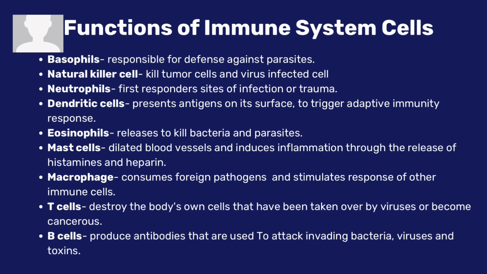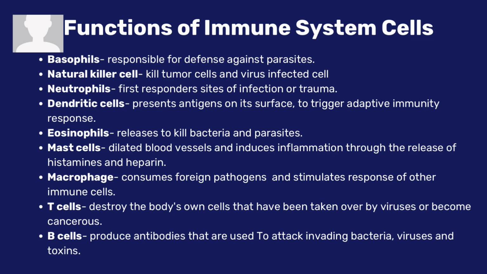The T cells destroy the body's own cells that have been taken over by viruses or become cancerous. The B cells produce antibodies that are used to attack invading bacteria, viruses, and toxins. The dendritic cells present antigens on the surface to trigger adaptive immune responses.